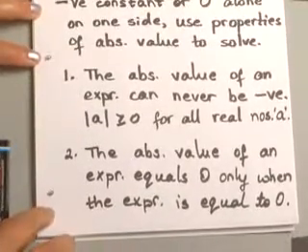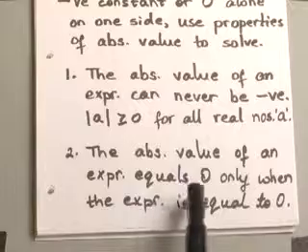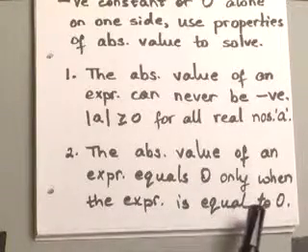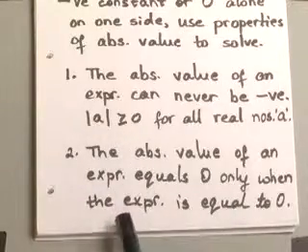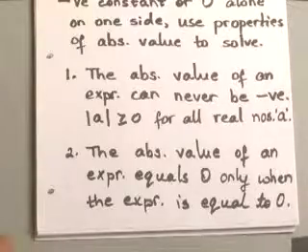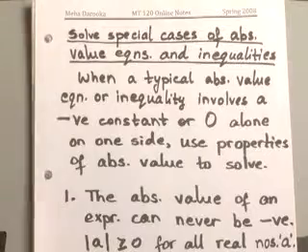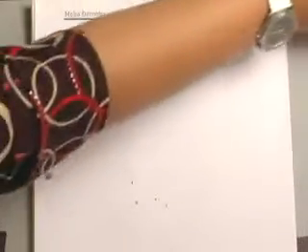Now let's see what happens if it is 0. When will the absolute value of an expression be 0? Only when the expression itself is equal to 0. So you have to keep these two properties in mind when you're dealing with special cases where your k is a negative number or your k is 0. Let's look at some examples for our special cases and see what we can come up with.